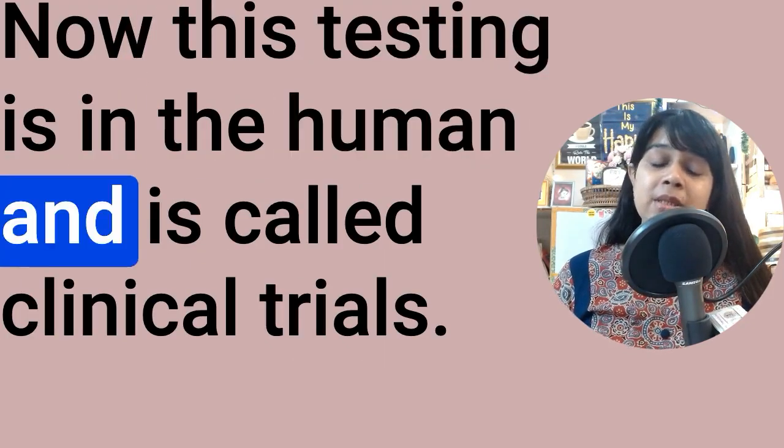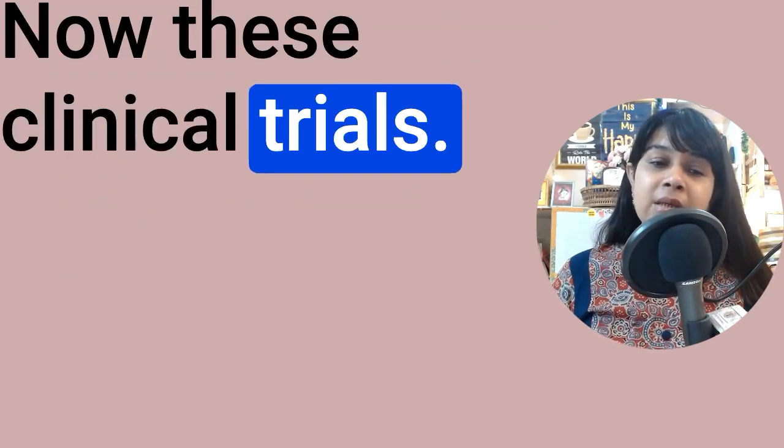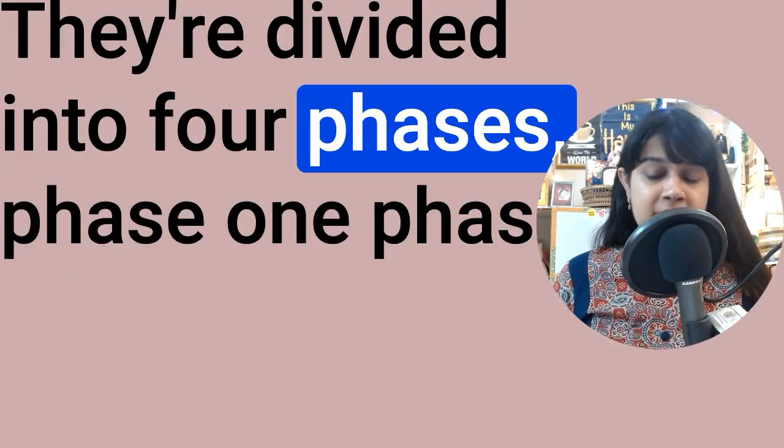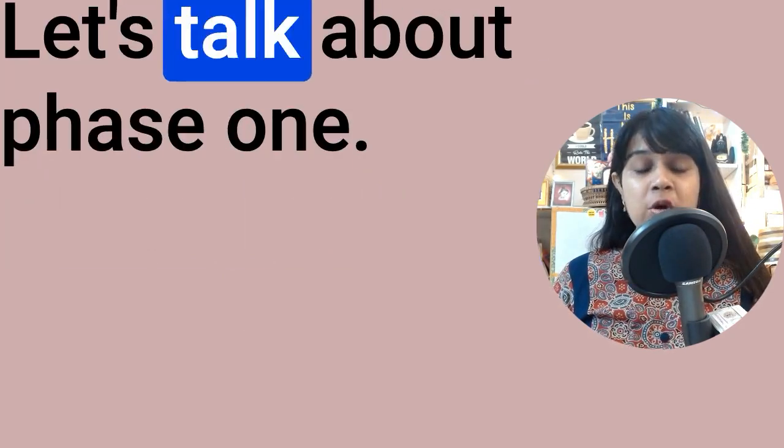Got it? Now this testing in humans is known as clinical trials. These clinical trials are divided into 4 phases: Phase 1, Phase 2, Phase 3 and Phase 4. Let's talk about Phase 1.